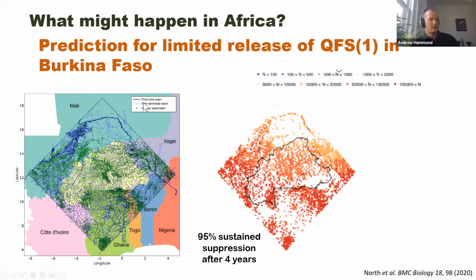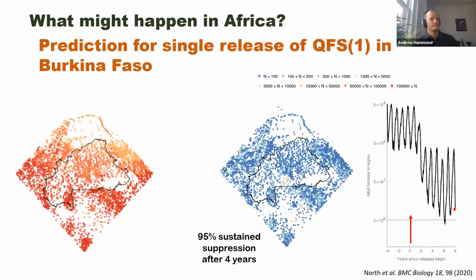So on the left here, you see a map which shows in the middle Burkina Faso in yellow, and it shows around it Mali, Niger, Benin, Nigeria, Togo, Ghana, and Cote d'Ivoire. And what I'm going to show you is what would happen if you were to release your gene drive at several locations just a couple of times.